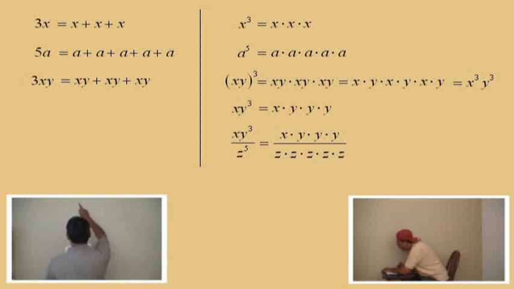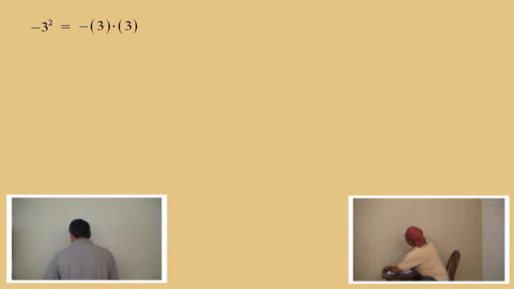Let's look at this problem: negative 3 squared. Realize here the exponent is a 2 and the base is only a 3. In the next problem we'll do it with the base being a negative 3. So that exponent only applies to the 3, Charlie, so pay attention. Write it down twice: negative of 3 times 3. Notice your answer is negative 9. That's right, negative 9.